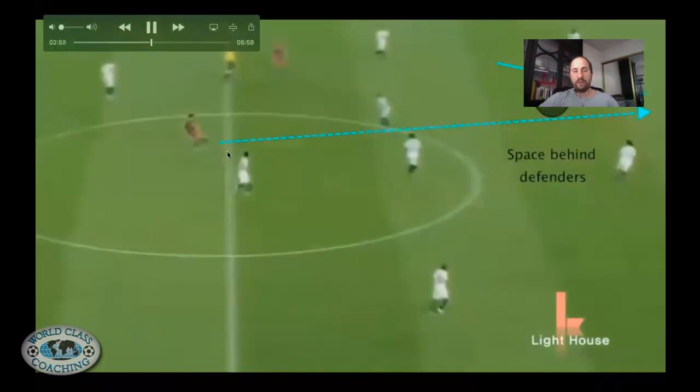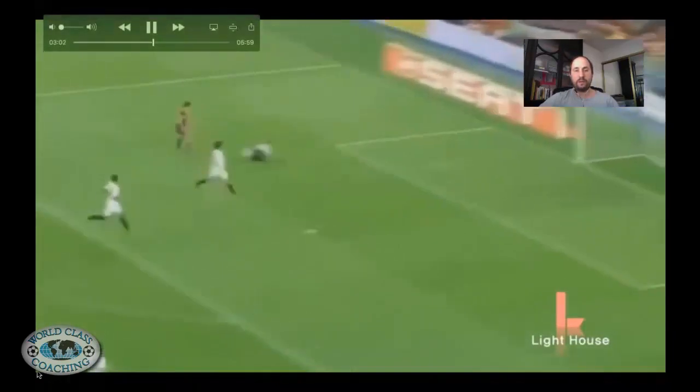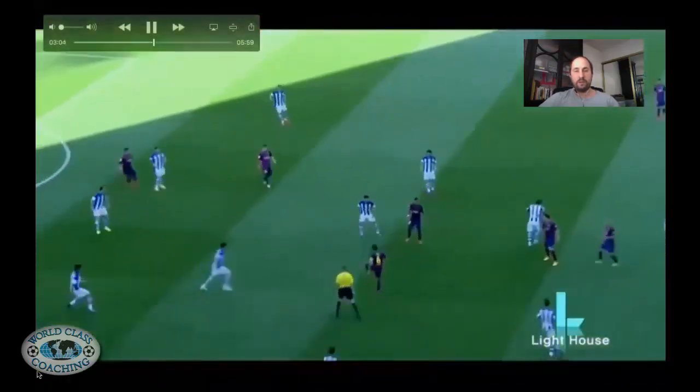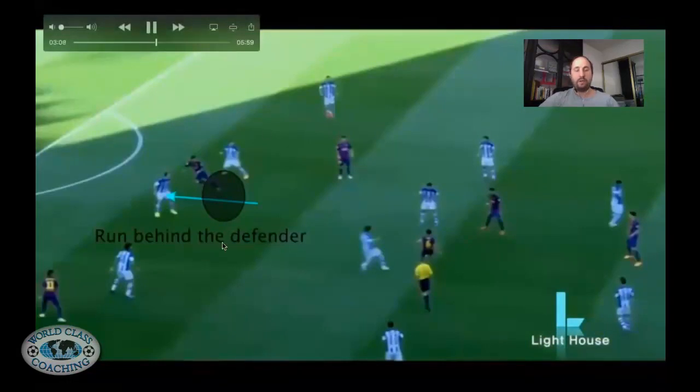So you can find it long, right? A long through ball behind the defenders. You can find a player running behind and the ball over the top.